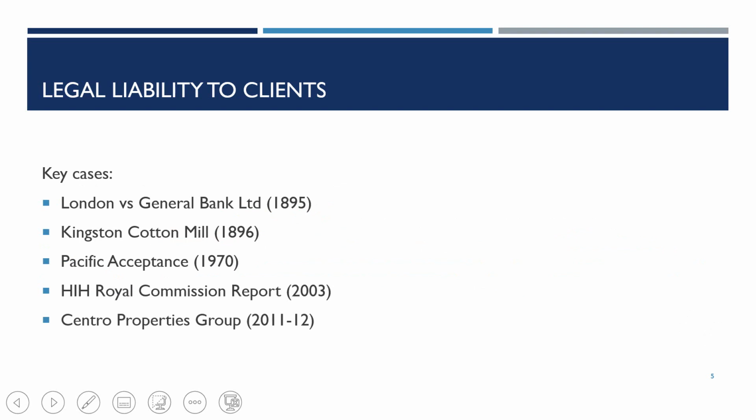We'll be looking at a few cases. The London and General Bank case established that the auditor has a duty to report to shareholders directly. One of the problems in this case was that the auditor had only reported to the directors. Now, remember that shareholders are the owners of the company and they need to be informed directly. The auditor must be honest and not certify what he does not believe to be true, and must take reasonable care and skill in making inquiries and investigations.